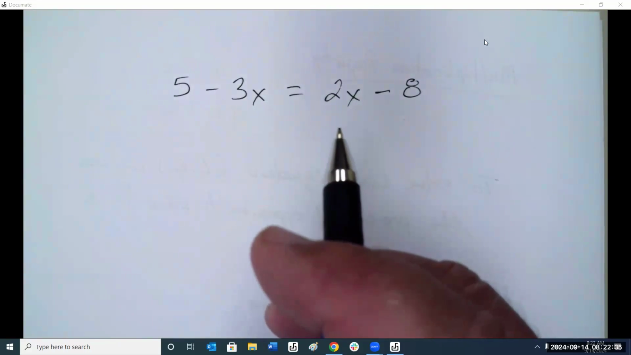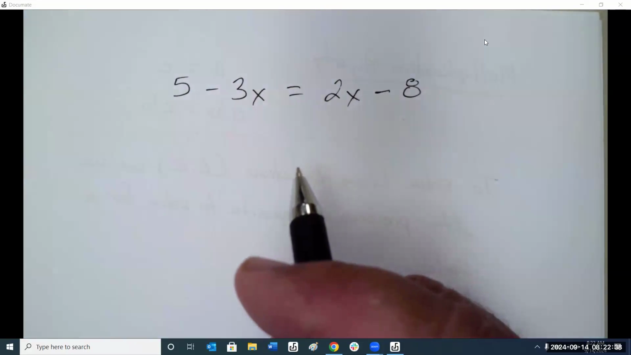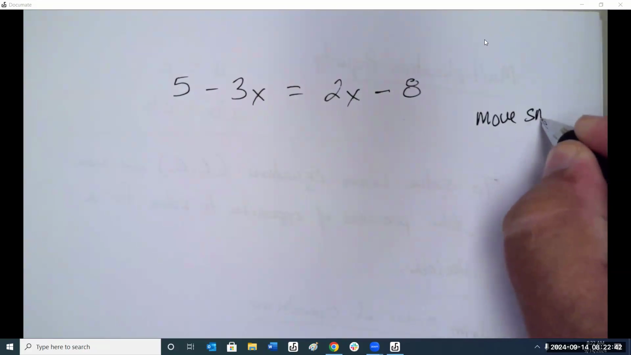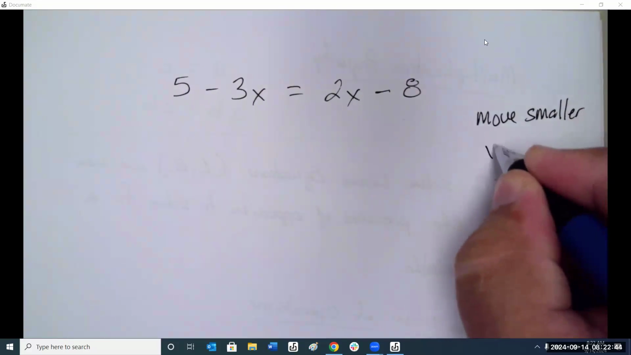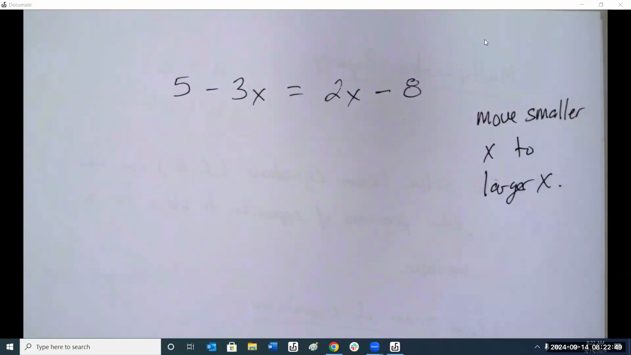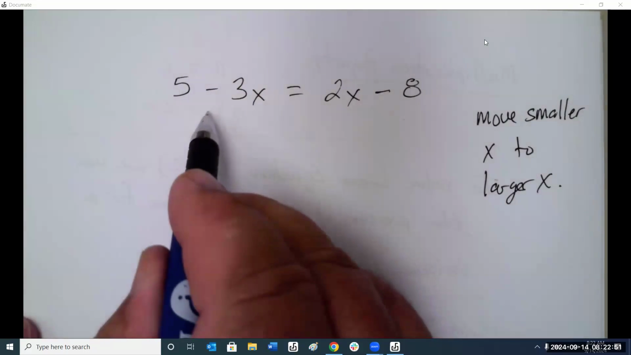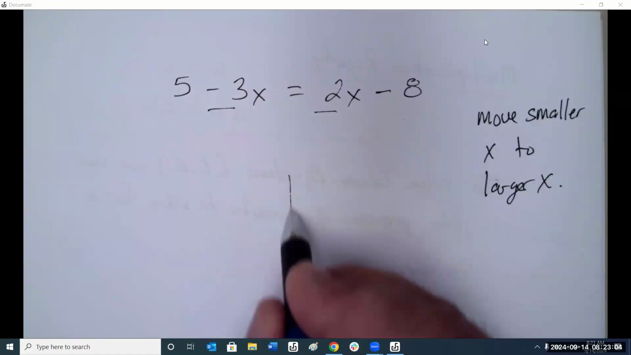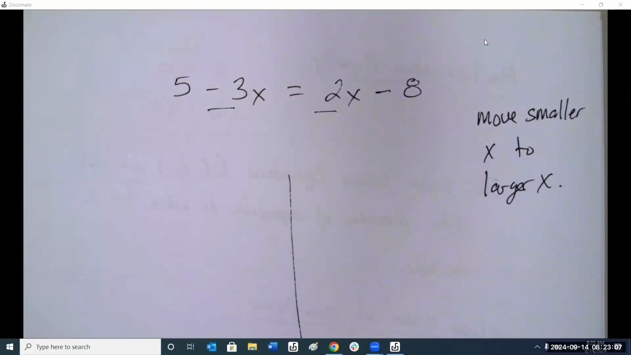So to stop trying to have negatives anywhere, always move smaller x to larger x. Which one's smaller, negative 3 or positive 2? Negative 3. No, I mean, you still got cockroach in your head. So we'll look at it both ways.